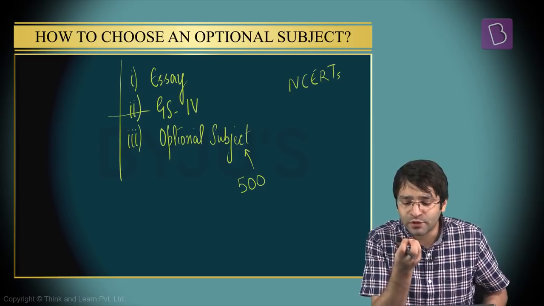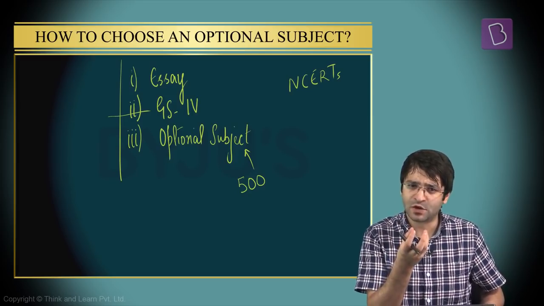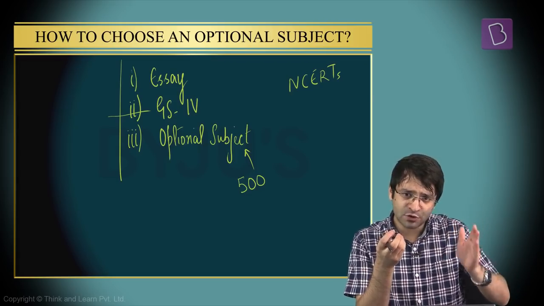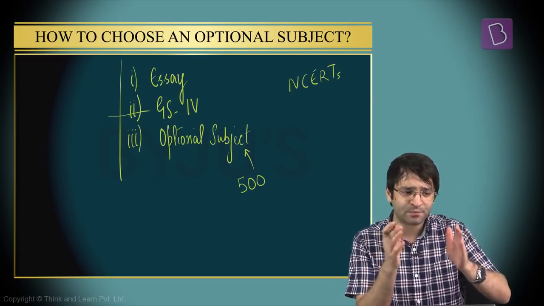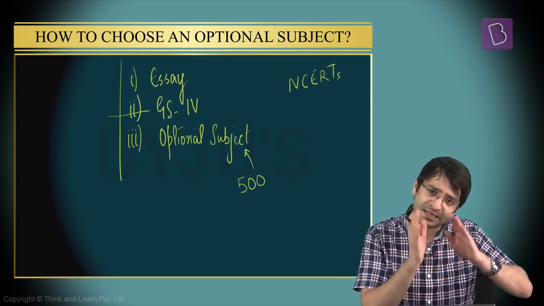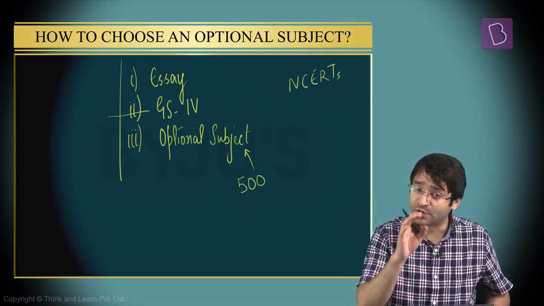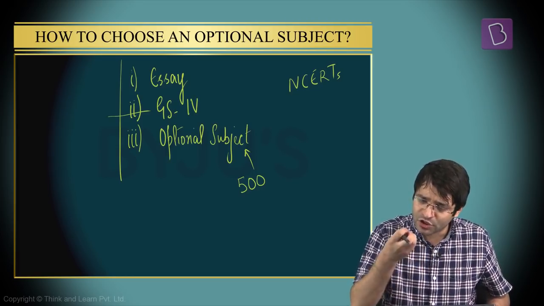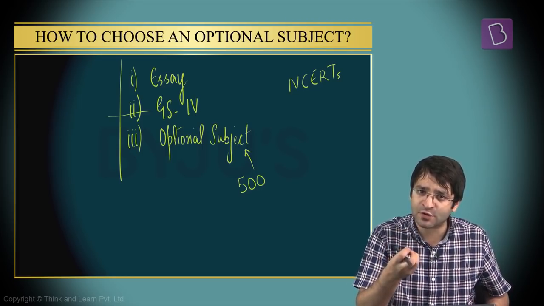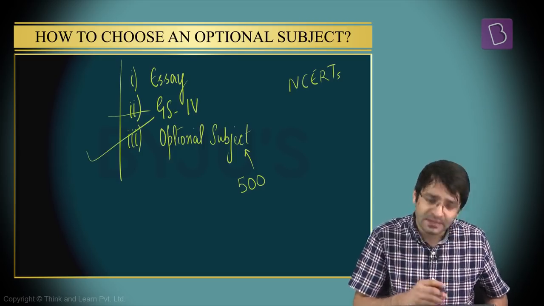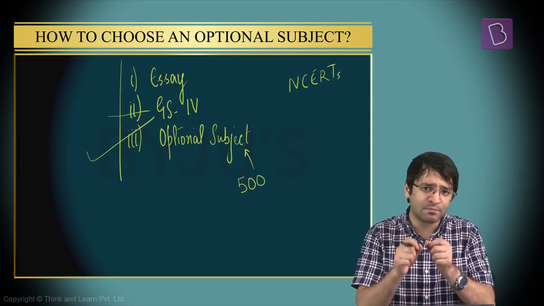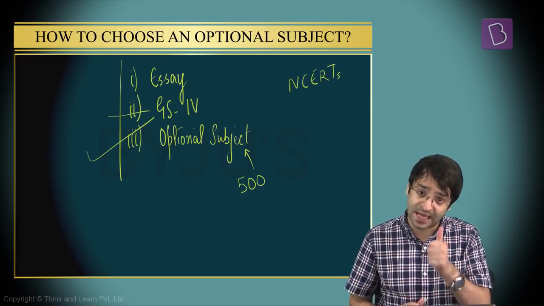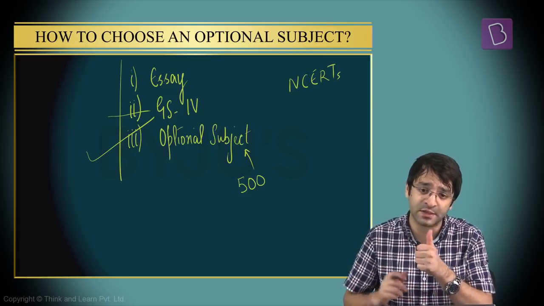So if you were going to ask me, what is the significance of an optional subject? All these papers, GS 1, 2, 3, 4, and essay, have 250 marks each allocated to them. But for an optional subject, 500 marks are allocated. Because of the sheer amount of marks allocated to an optional subject, this makes it one of the most important subjects in your civil services examination process. So that's the significance of an optional subject.